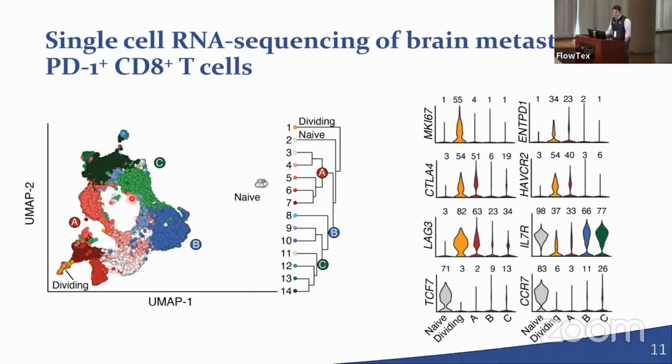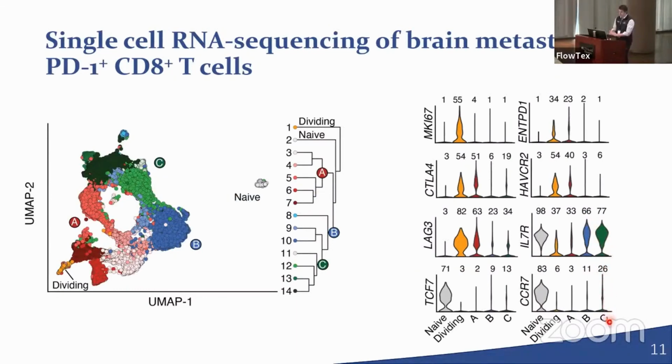And then we found 4 clusters, which we called A, B, C, and dividing. And it's very similar to what we saw by the flow, right? You have this one population that has high Ki67. It's also expressing high levels of exhaustion markers like CTLA4 and LAG3. And then you have these other 2 populations, B and C, which are kind of similar. They look more like a memory population, and they're expressing a lot of IL-7 receptor.